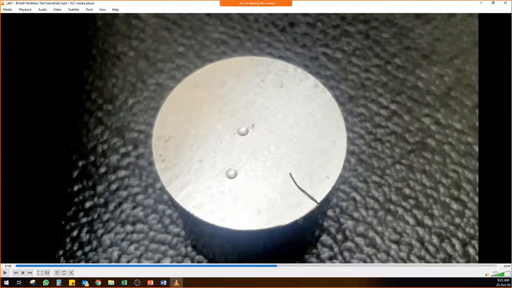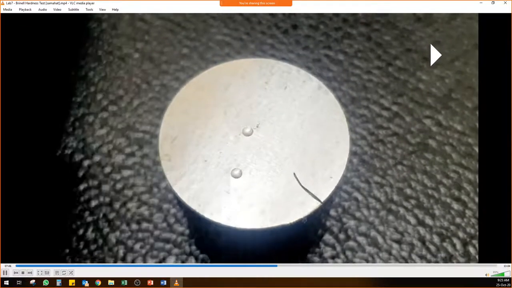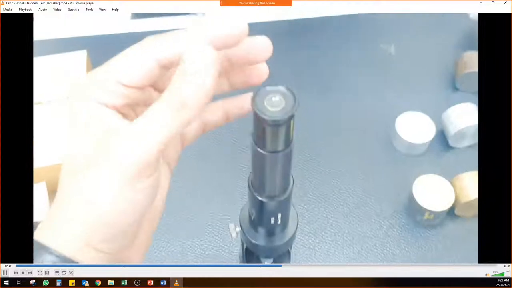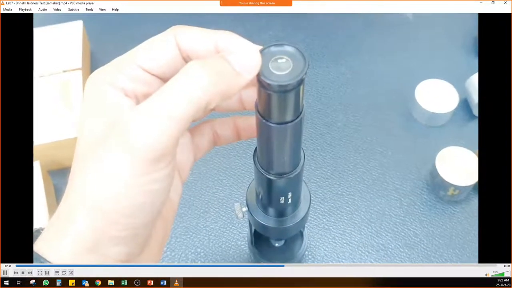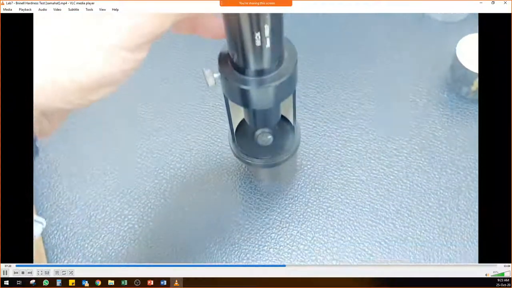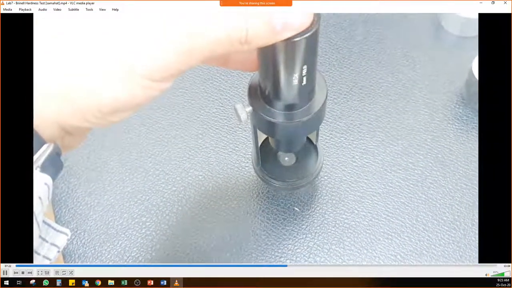But these are the pictures I want you to put in the lab report, but make sure you put a red circular area to mark the spots. This is called indentation. The holes or the spots you make on the sample are called indentations. This is measured by putting the microscope here on the surface and looking through the glass. We can see there are already marks for 2 millimeter, 3 millimeter here, which will tell me how much the diameter of the indentation is.